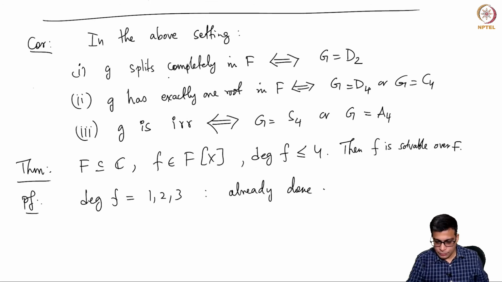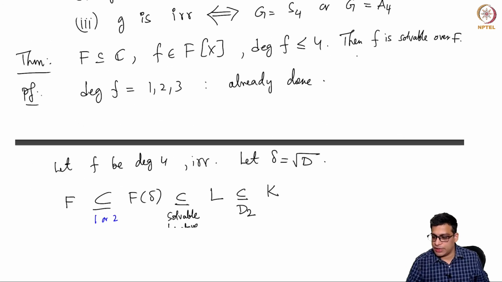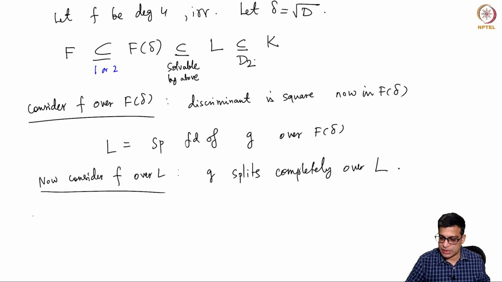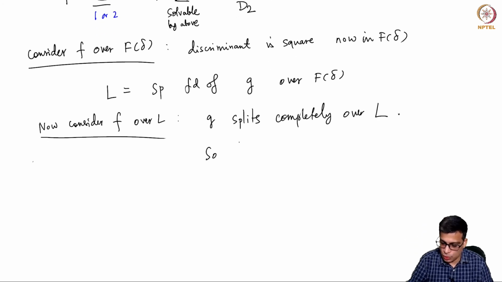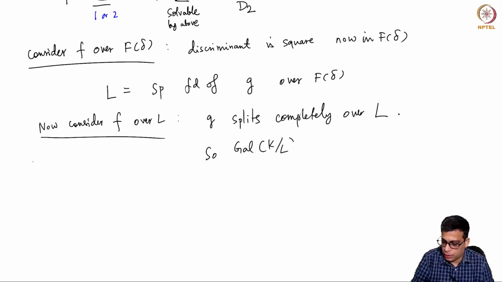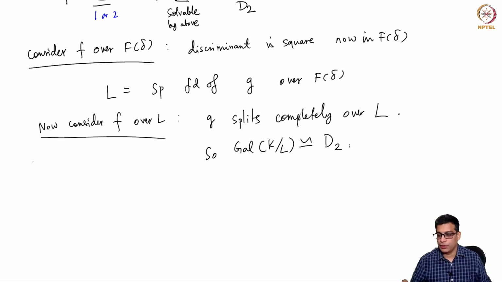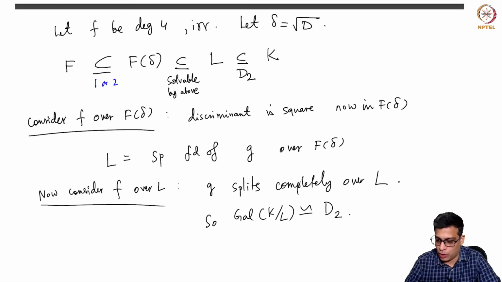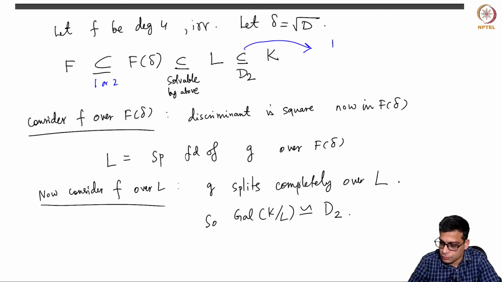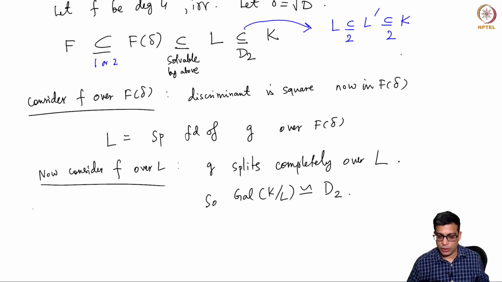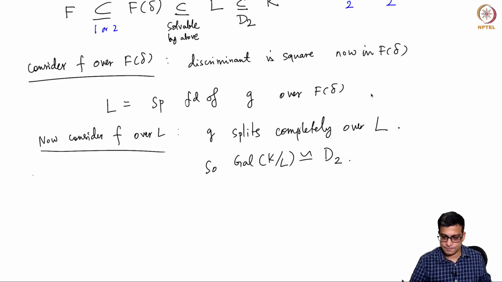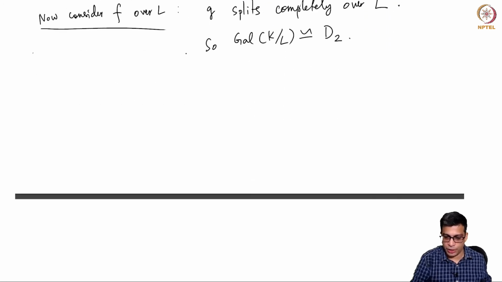Remember, if G splits completely in F, then the Galois group capital G is D2. So the Galois group of K over L is isomorphic to D2. But now D2 is solvable because you can write K over L as K over L prime over L. So this is degree 2, this is degree 2. Okay. So now in summary, I will write this tower in more detail.